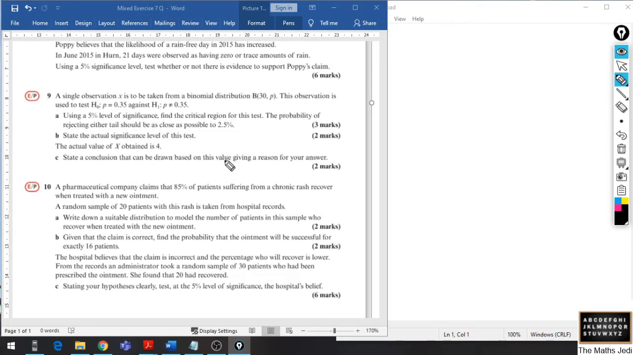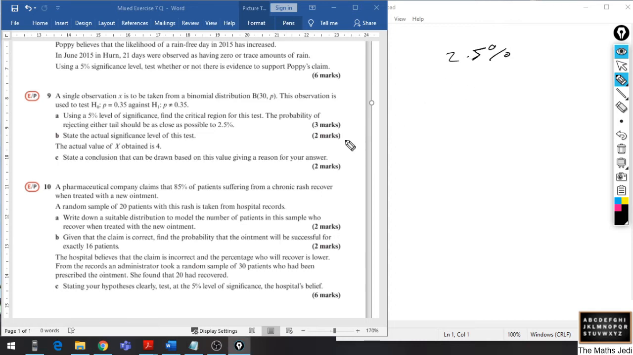Now, question 9, a single observation is taken from a binomial distribution, 30, p. The observation is used to test p is 0.35 or p is not 0.35 against two-tailed testing. Using a 5% level of significance, find the critical region. We're being asked to find a possible region as close as possible to 2.5% either side. So I'll just sketch that down there.